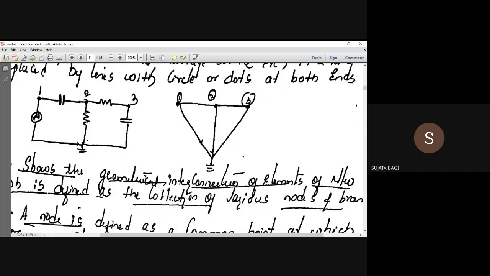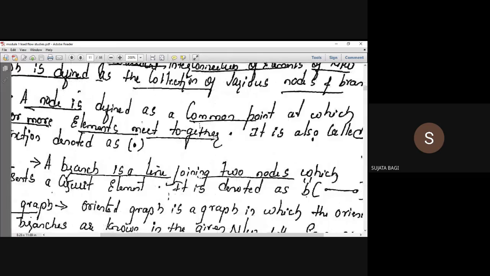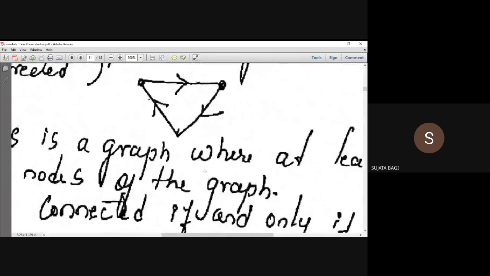Now these elements I will define as branches as well as links. Just have a look. This is nothing but an oriented graph, the graph consisting of direction. Direction here, the graph consists of direction, oriented graph.